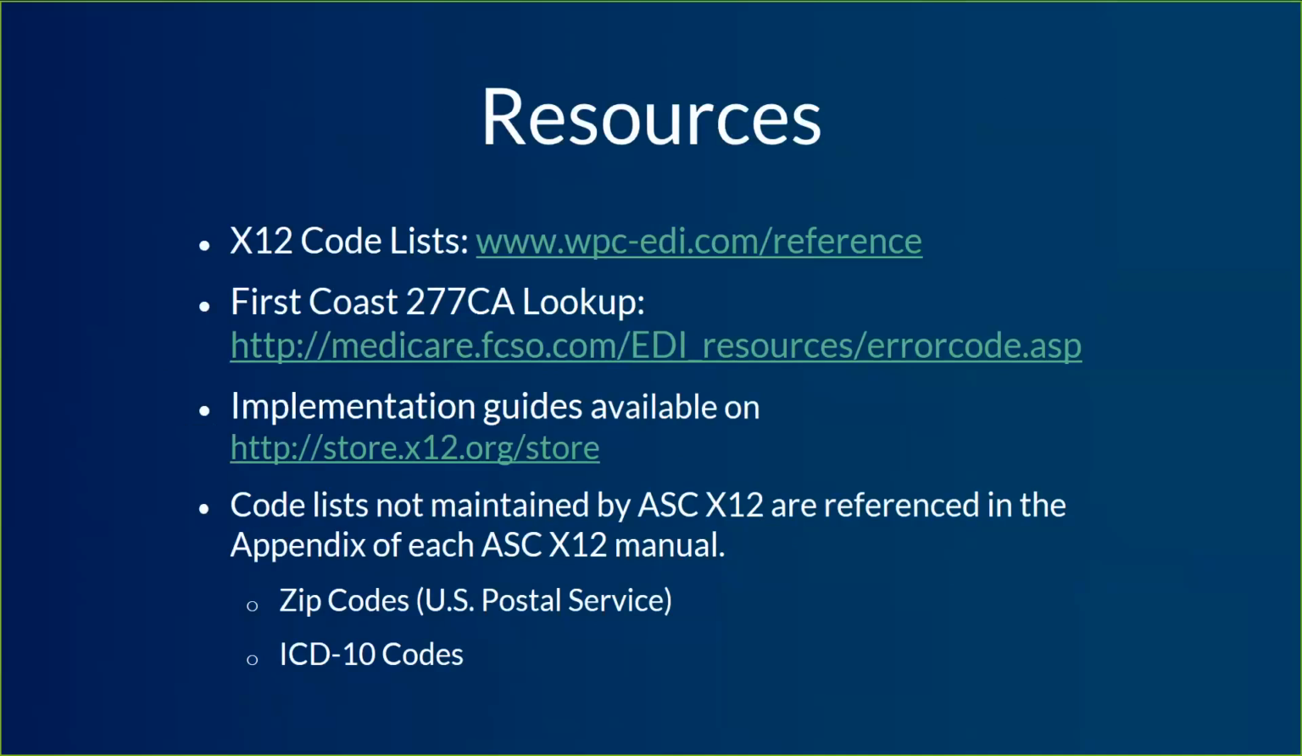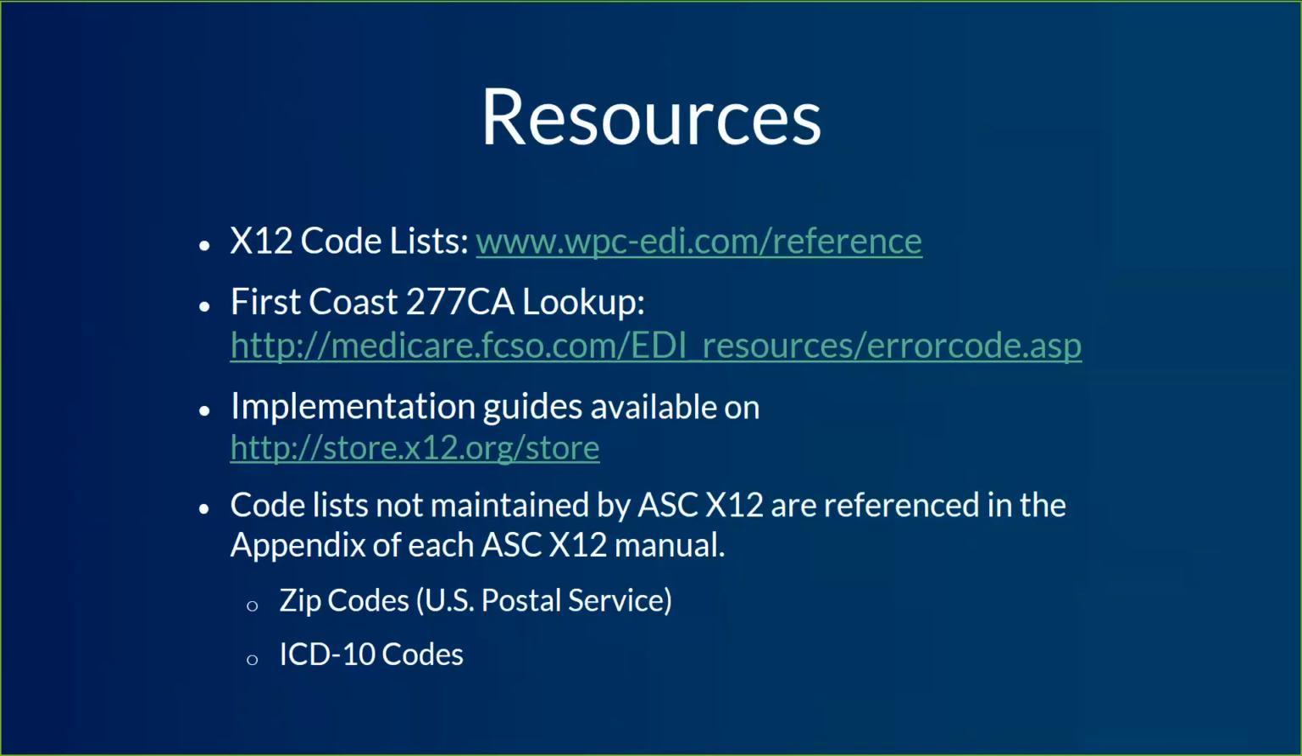Now, underneath that, the First Coast 277CA lookup, this one is very similar in the sense that you can look up those same category and status codes from the 277. This one will also show you entity codes from the STC01 subposition 3. So if you need those, maybe try this First Coast lookup.